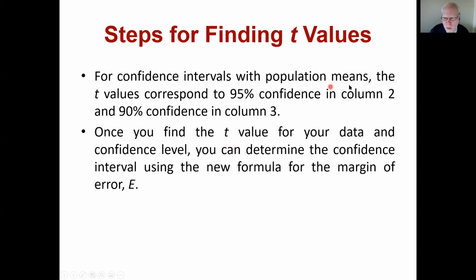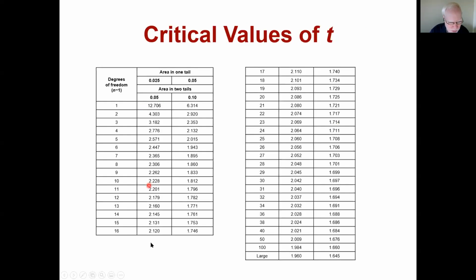For confidence intervals with population means, the t-values correspond to 95% confidence intervals in column 2 and 90% confidence intervals in column 3. When you're doing confidence intervals, we're always assuming two-tailed because it's going out both sides. So in that case, we'd always be using column 2. It's only if we're doing hypothesis testing with one-tailed that you go up here. But with confidence intervals, we're always over here. We're not really in this class working with 0.10. It's a standard that sometimes people use. But when we're doing confidence intervals, I'm pretty much always going to have you do 95%. So it will always be column 2.